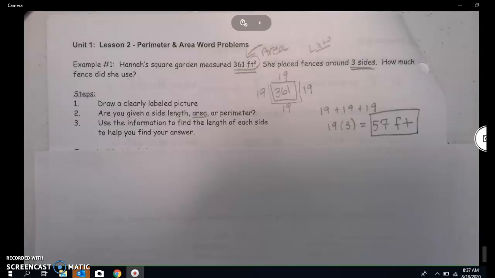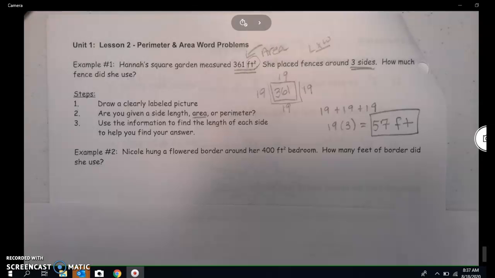So that's how you would tackle a problem like this. We're provided with the area. The first thing we have to do is find the side length, but we can't find the side length by division. We need to take the square root. So we're going to try example 2 and see what happens.